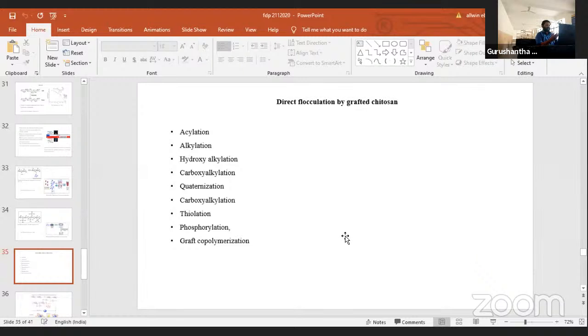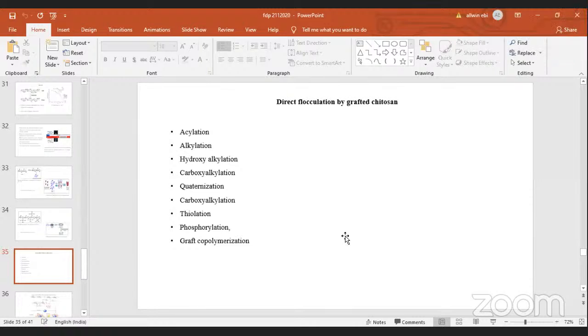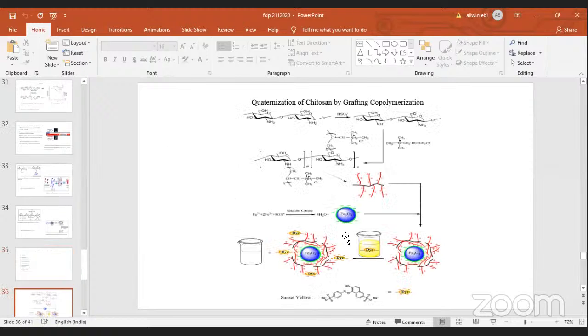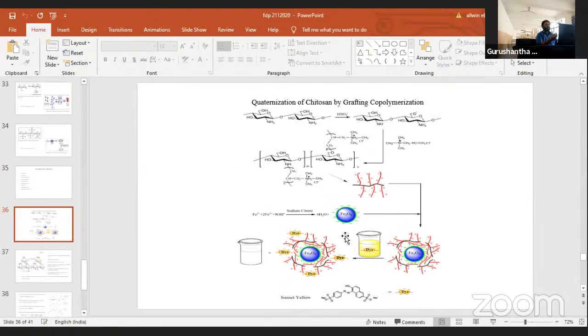It is very difficult to explain within 1 hour. Why? Because more than 100 methods are there for grafting chitosans for different purposes, for medicinal purposes and for wastewater treatment. There are different grafting methods, and I want to explain one example here.